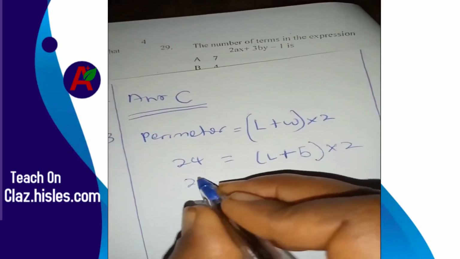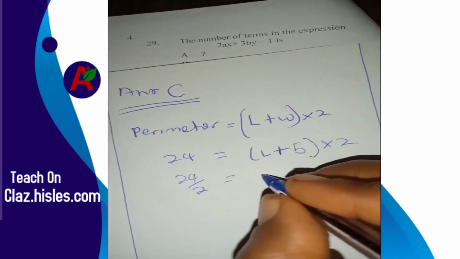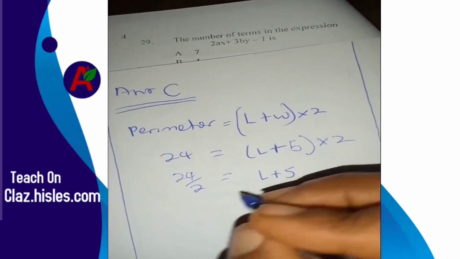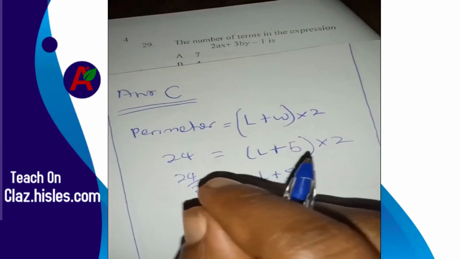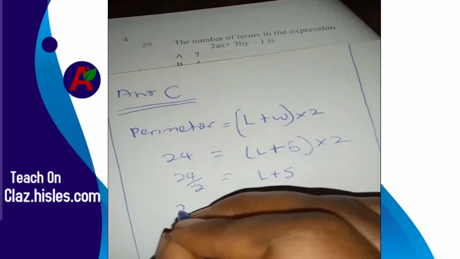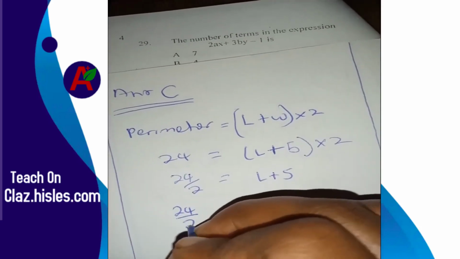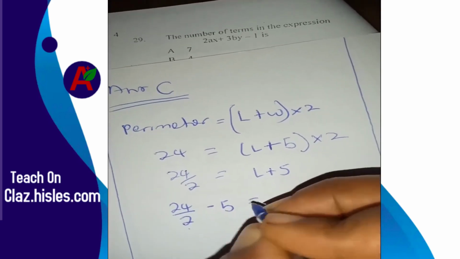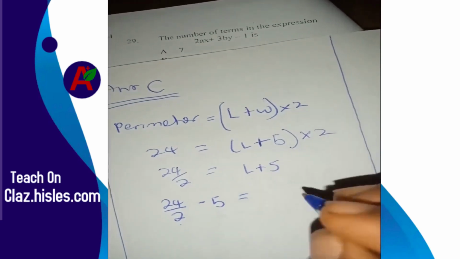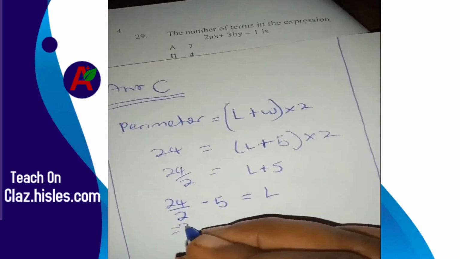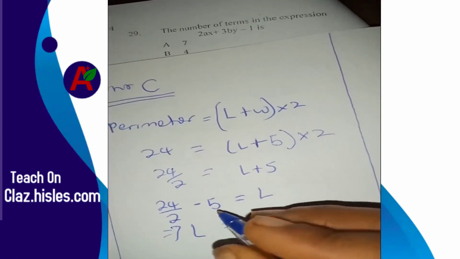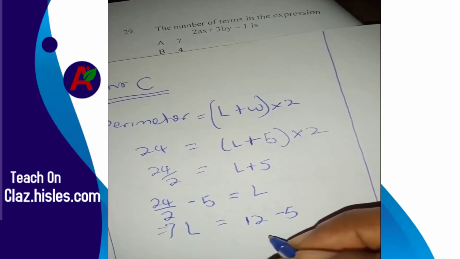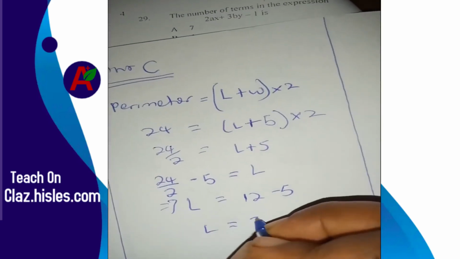That would be 24 divided by 2 is equal to length plus 5. Then take 5 to the other side, we negate the operation, so it will be 24 divided by 2 minus 5. The sign changes when it crosses the equal sign. It's equal to length. So our length will be 24 divided by 2 is 12, 12 minus 5 gives us 7. So our length is equal to 7.